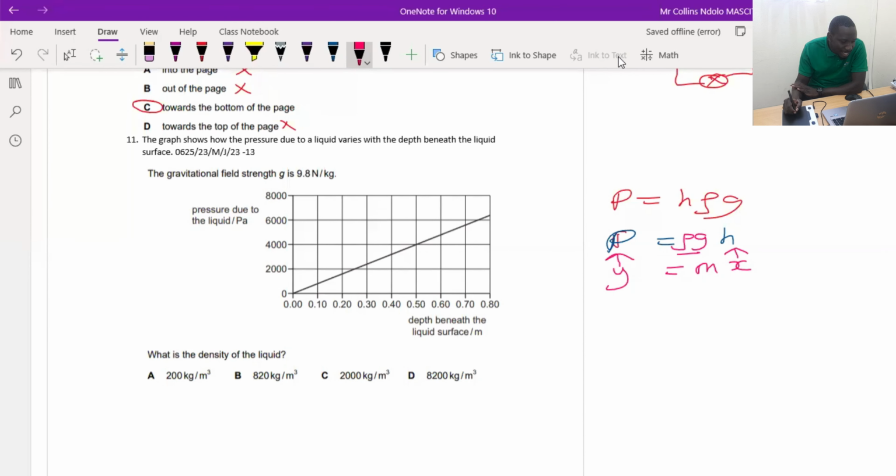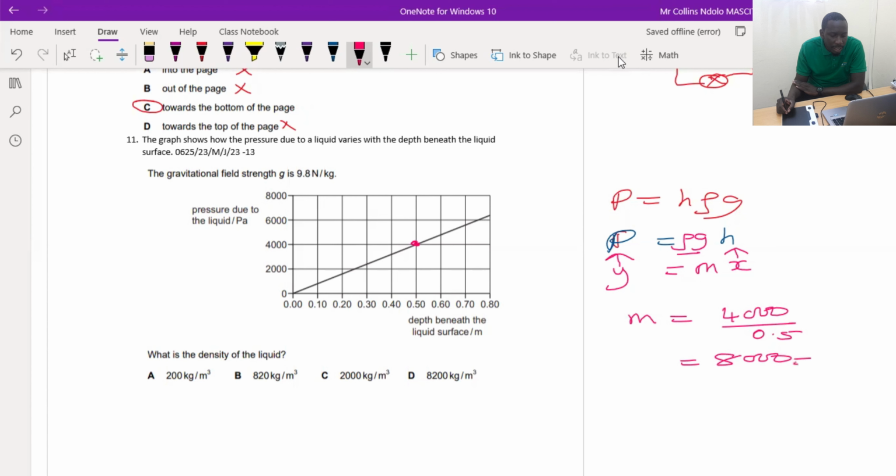Let's find out. Let's find the gradient of this graph. Let me use this particular point here. Because it is starting from the origin, as long as a line is passing through the origin, I can choose just one point on the graph and find the gradient. So the gradient here, m, will be 4,000 divided by 0.5. If you divide that, that will give us 8,000.